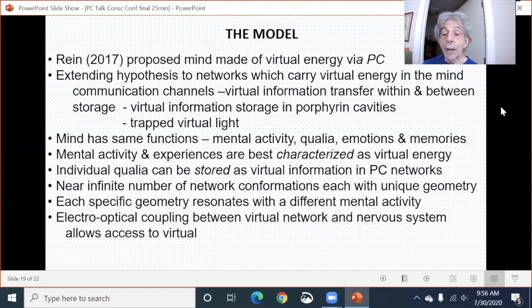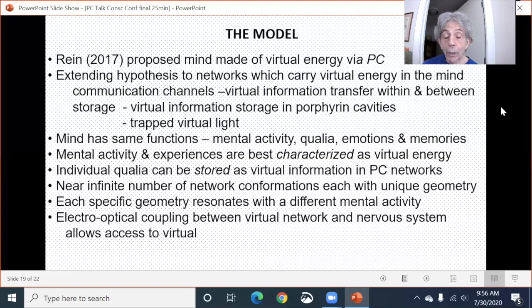So anyway, the point is that each of these geometric configurations of the networks will store a different mental activity based on the resonance properties, if you will, of the energy, the virtual energy of a particular mental activity, and the geometry and the characteristics of the particular structure that we're talking about. So if there's resonance between the energy and the information, then there will be storage in the geometric networks.